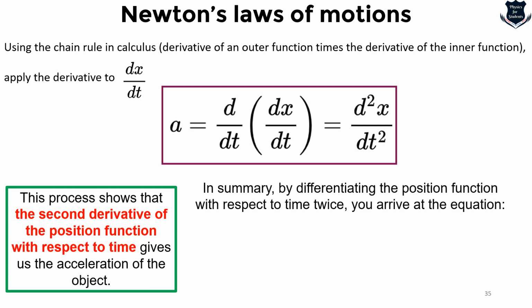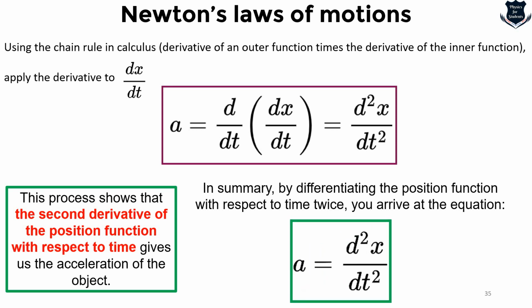In summary, by differentiating the position function with respect to time twice, we arrive at this kind of equation. I want you to take note of this acceleration, which we got as the second derivative of the position function. This is what Newton's laws of motion tell us using simple calculus.